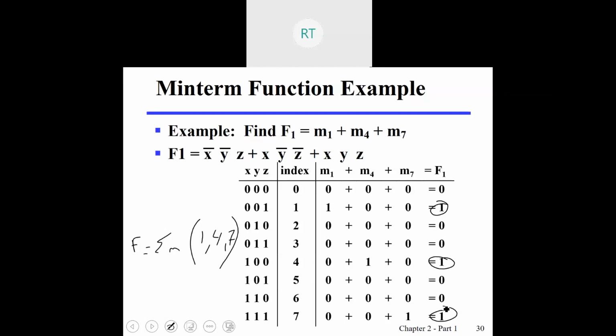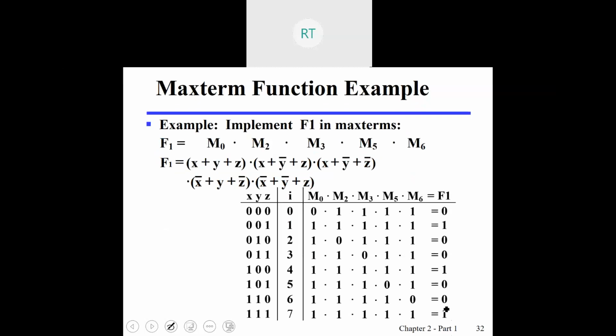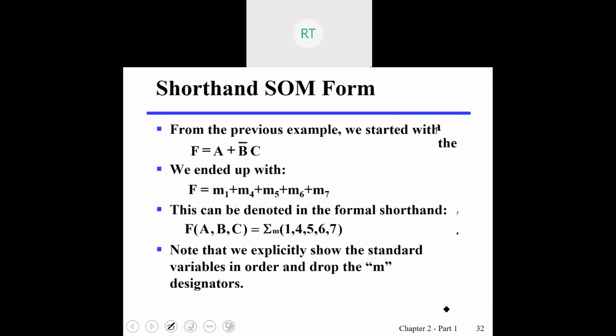Okay, so this is why here I listed where I have the ones only. So 1, 4, 5, 6, 7 is where I have the ones. The 0, 2, 3 is where I have my zeros. So I only list the values that have 1 in the output.